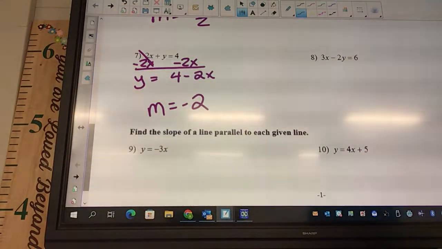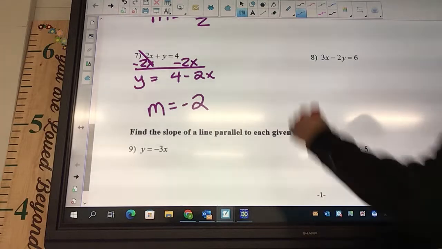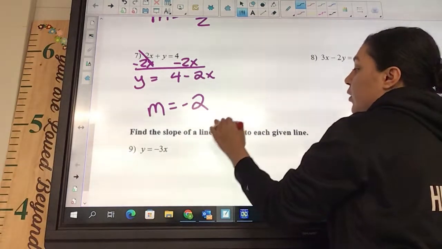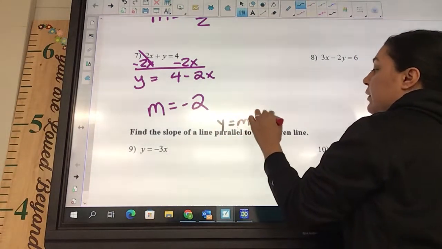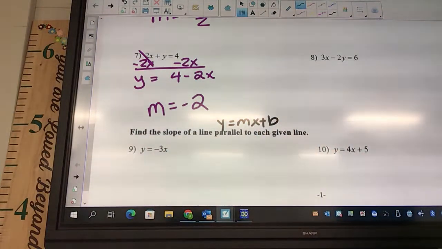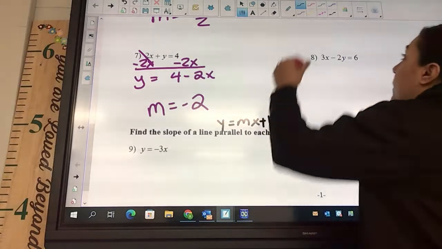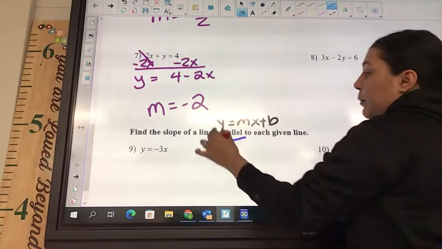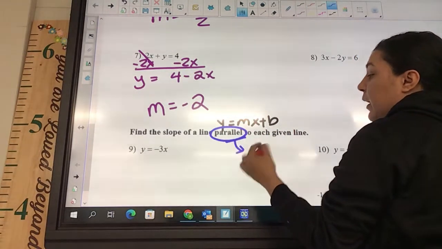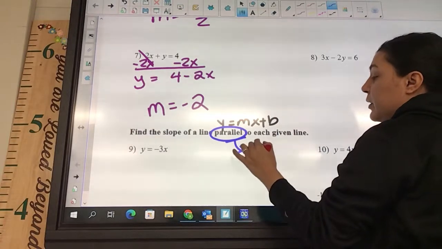Okay, number 9, I want you to find the slope of the parallel line given. So same thing. Our slope is in this formula, y equals mx plus b, where m is our slope and b is our y-intercept. But there are some rules. If we're talking parallel, the slope is going to stay the same.